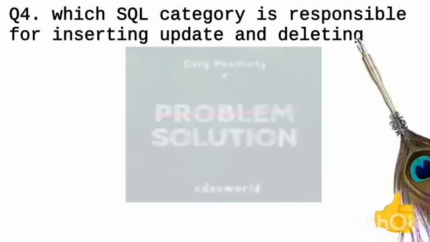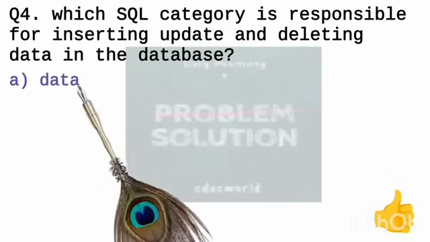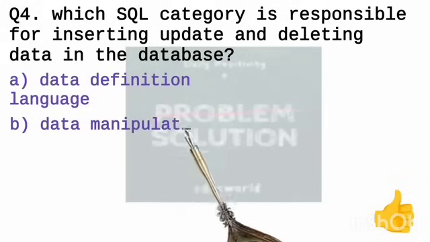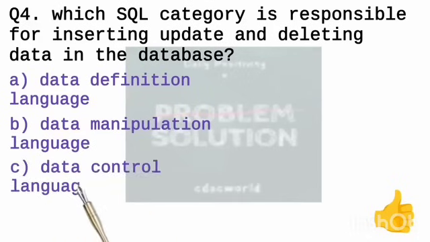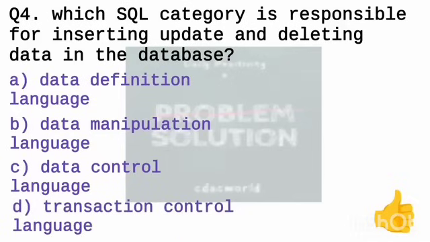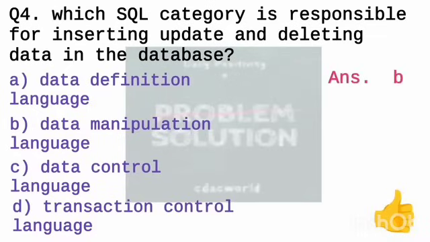Query number 4. Which SQL category is responsible for inserting, updating and deleting data in the database? Option A, data definition language. Option B, data manipulation language. Option C, data control language. And option D, transaction control language. And the answer is B, data manipulation language.